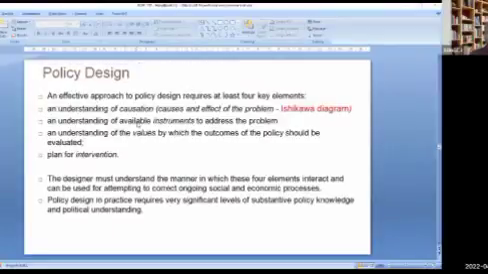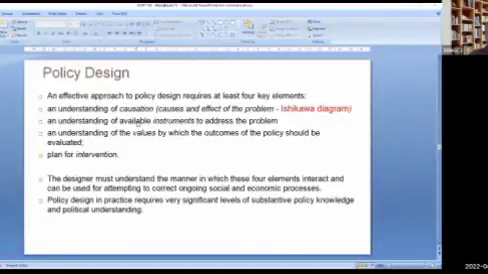So an effective approach to policy design requires at least 4 key elements, which I'll talk about 3 main ones, but this is breaking it down, adding one more thing. An understanding of the problem, we talked about that one. I'll be showing this Ishikawa diagram, which is a cause and effect diagram. An understanding of available instruments to address the problem, an understanding of the values by which the outcomes of the policy should be evaluated. The designer must understand the manner in which these 4 elements interact and can be used for attempting to correct ongoing social and economic processes.